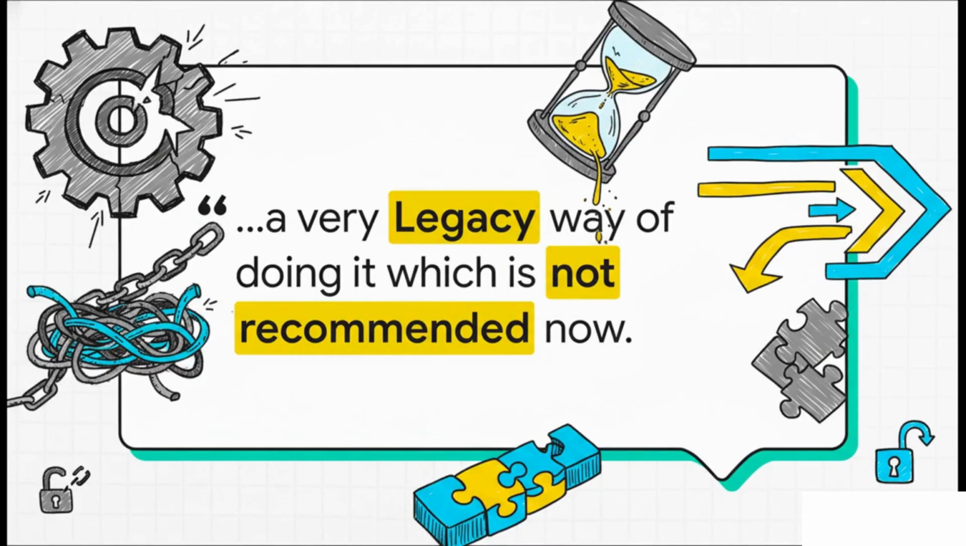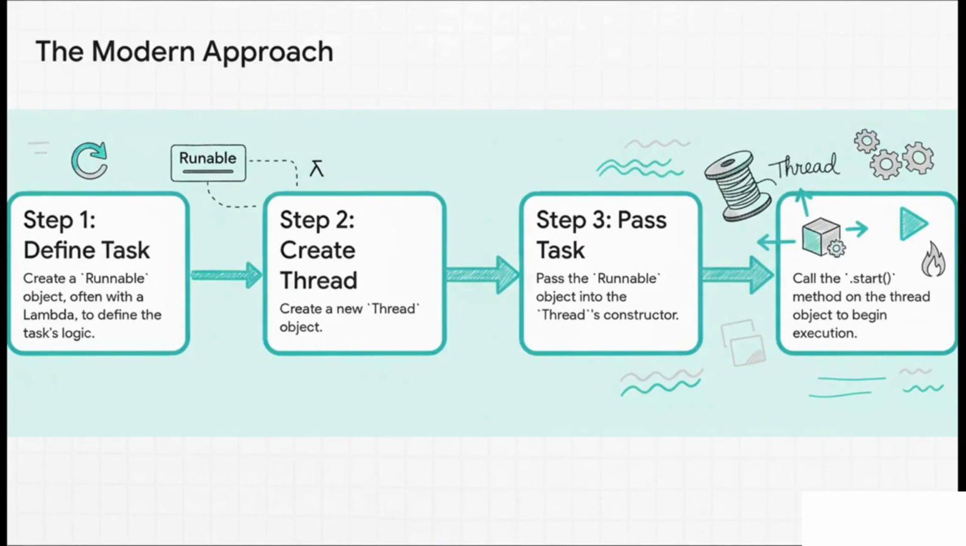And hey, don't just take my word for it. As our source material from Coding with Amon points out, this whole approach is considered legacy. It's just not how you'd want to write concurrent code today in a modern application. The way we do it now is so much cleaner. You separate the what from the how. You define the task you want to run as a Runnable. And these days, you'd probably use a slick lambda expression for that. Then you just hand that task over to a brand new Thread object and tell it to run. It's way more flexible and just leads to better code.